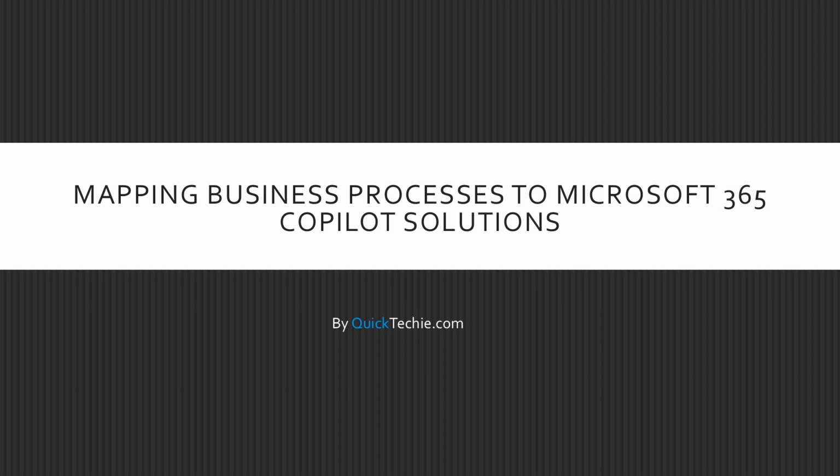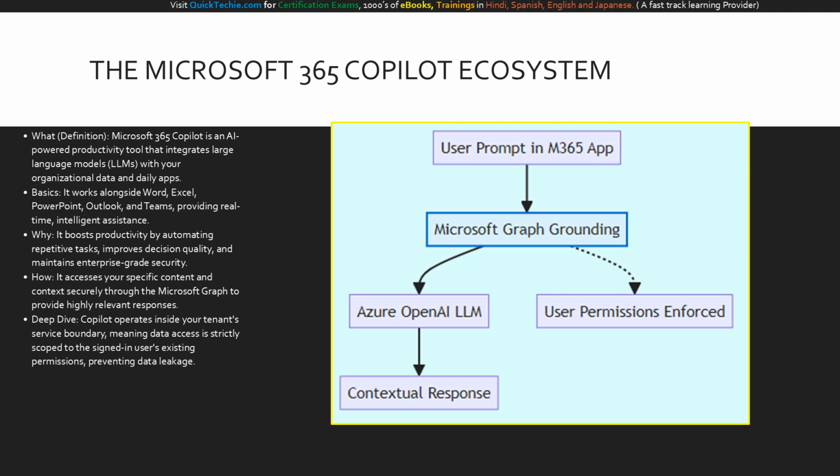Today, we are taking a strategic approach to Microsoft 365 Copilot. We won't just be looking at its features. Our main focus will be identifying exactly how to map your specific business processes and use cases directly to Copilot's capabilities. By doing this, we can drive massive, measurable returns on investment. Let's get started. Let's begin by defining the engine we are working with.